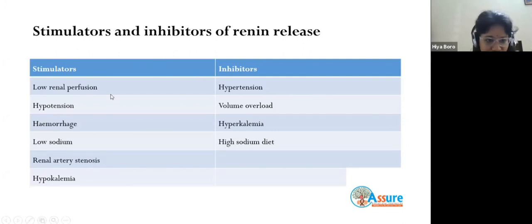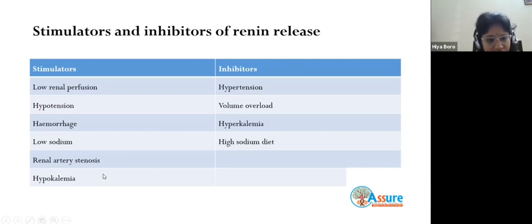So what are the stimulators? Stimulators means, so what is the main function of renin? The main function of renin is to maintain the extracellular fluid volume. Okay. So anything which causes depletion of the fluid volume will cause stimulation of renin release. Like in case of low renal perfusion, hypotension, hemorrhage, low sodium, renal artery stenosis. So in these cases, there is a decline in the renal perfusion pressure. Okay. So this will cause stimulation of renin.